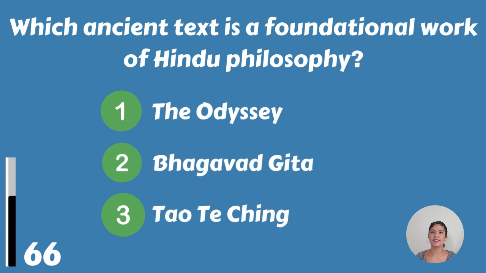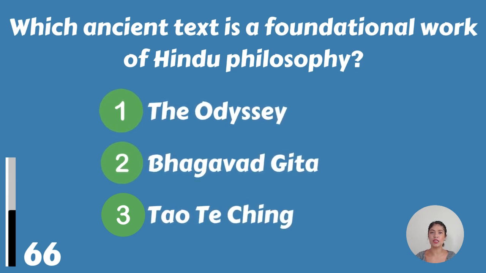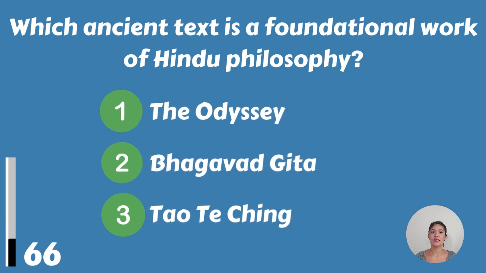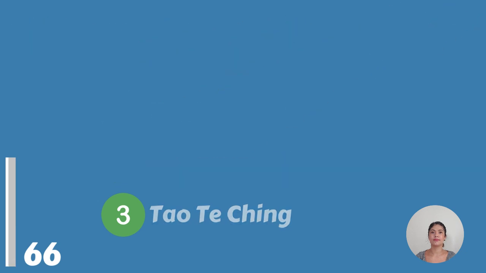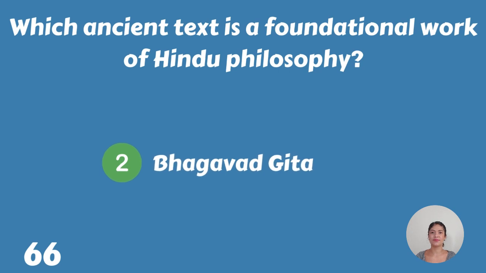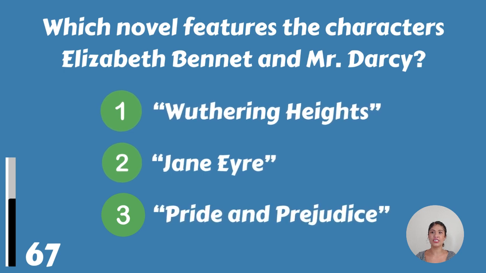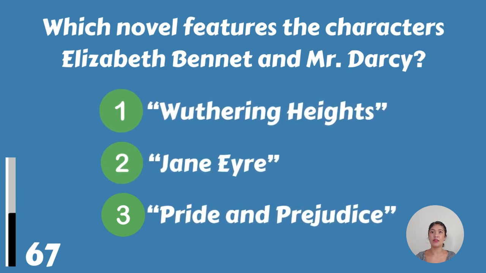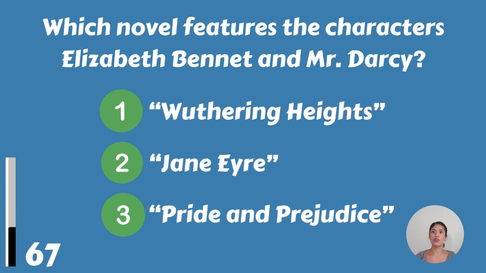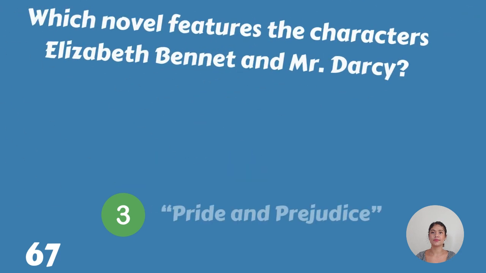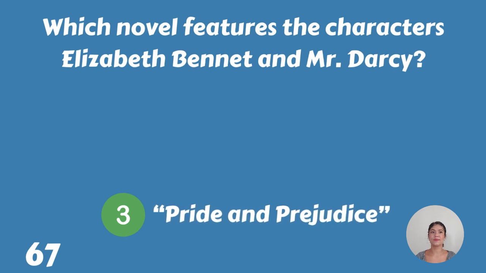Which ancient text is a foundational work of Hindu philosophy? The Odyssey, Bhagavad Gita, Tao Te Ching. Bhagavad Gita. Which novel features the characters Elizabeth Bennet and Mr. Darcy? Wuthering Heights, Jane Eyre, Pride and Prejudice. Pride and Prejudice.